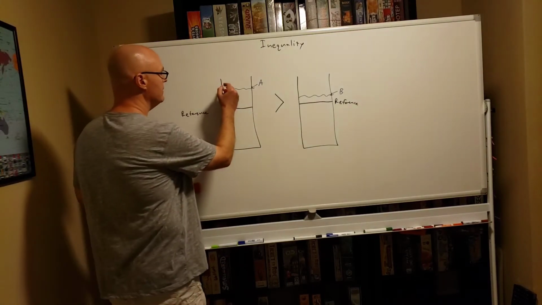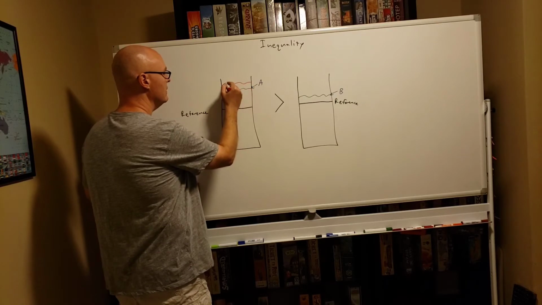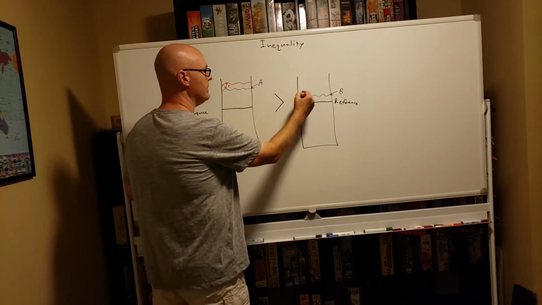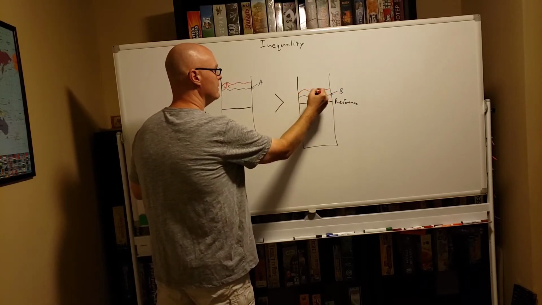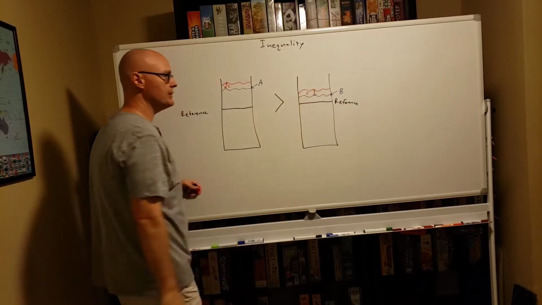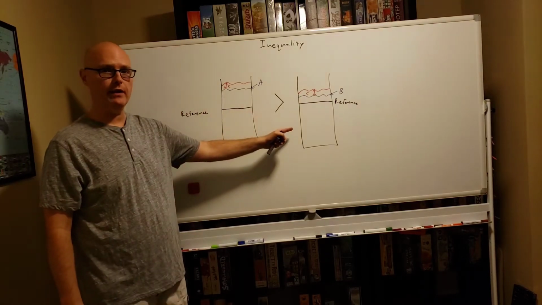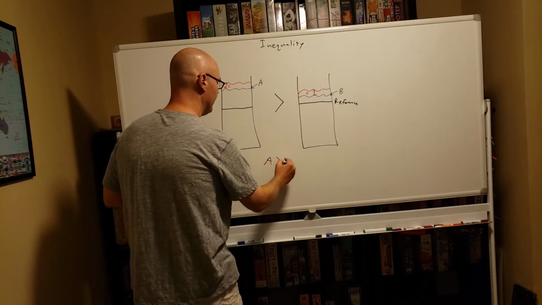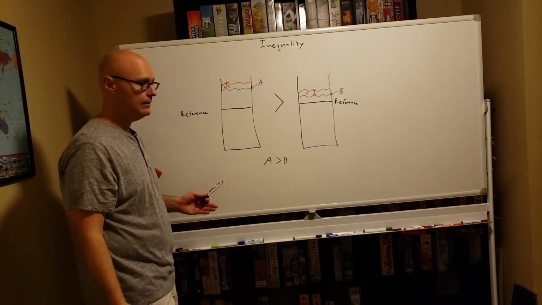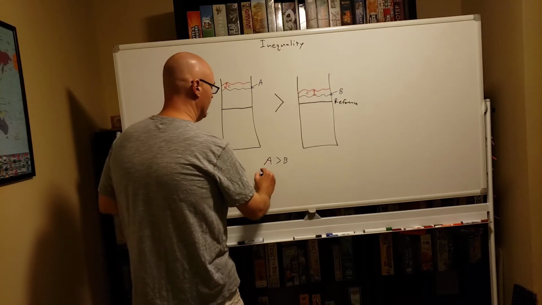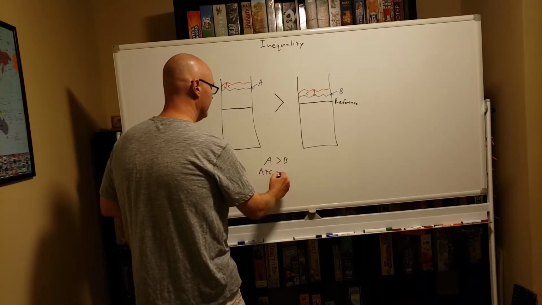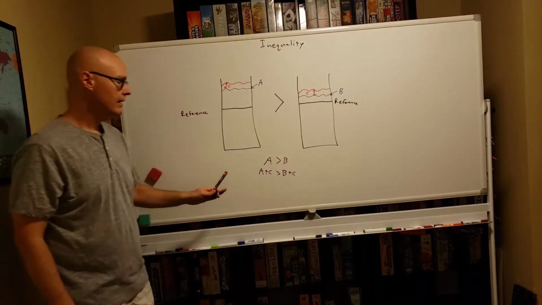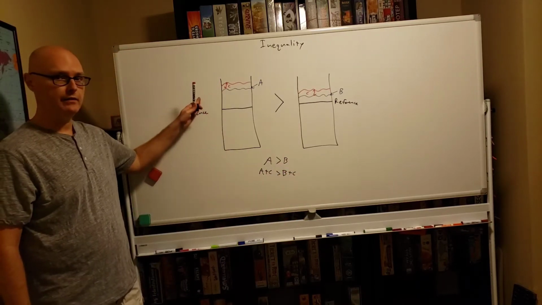If I add some quantity C to this side, and I add the same quantity C to the other side, I have not changed the inequality. If I were to write this as algebra, that would be A is greater than B, we started with. A plus C is still greater than B plus C. That's the way we represent what we've done here.